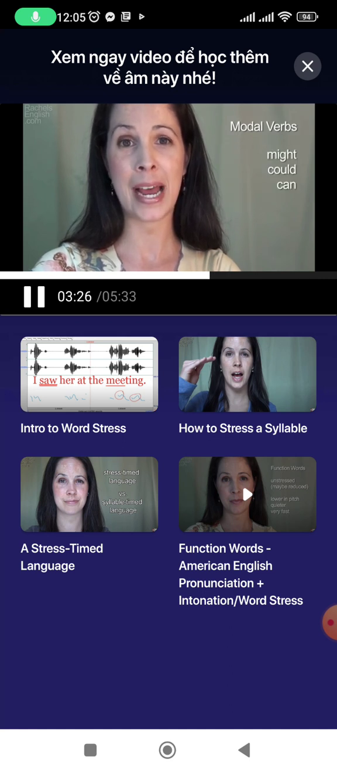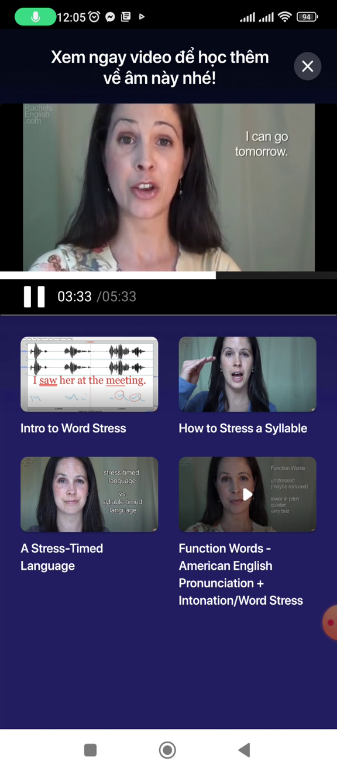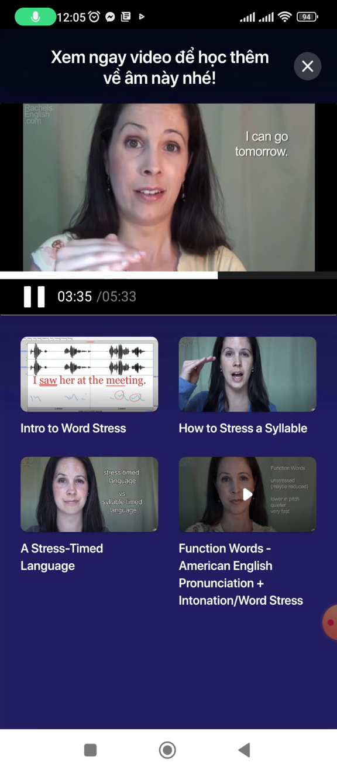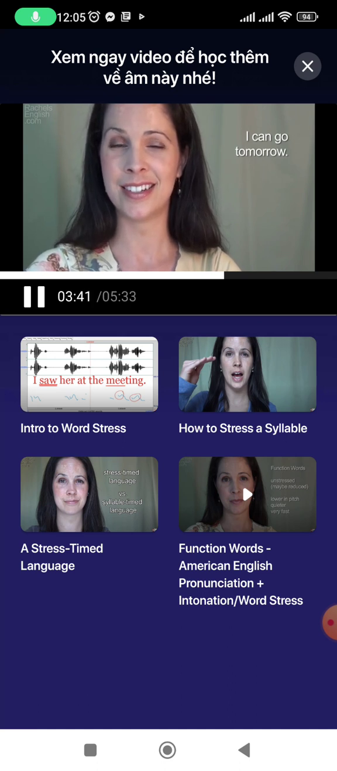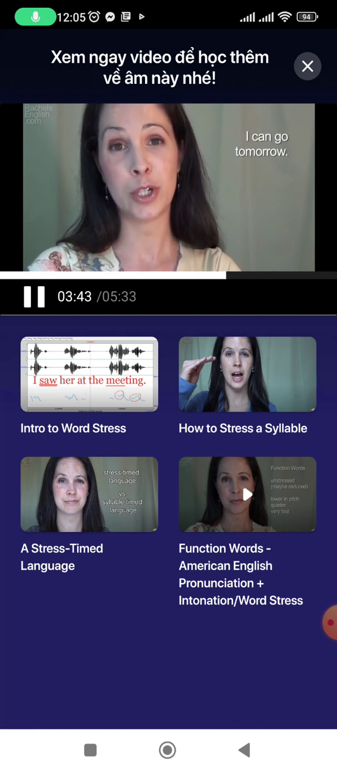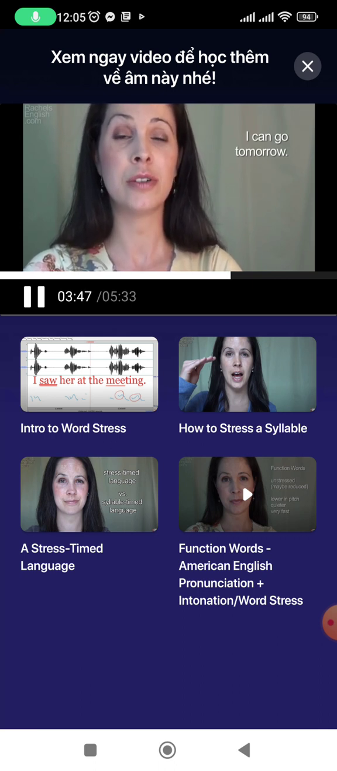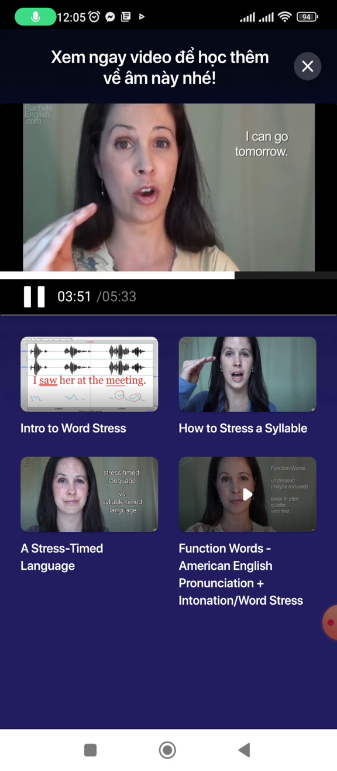Modal verbs are also auxiliary or helping verbs. For example, might, could, and can. Take, for example, the sentence, I can go tomorrow. I can go tomorrow. Do you see how it's lower in pitch? It's unstressed. It's actually even reduced. From can to can. I can go tomorrow. I can go tomorrow.